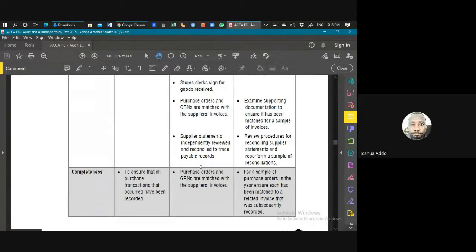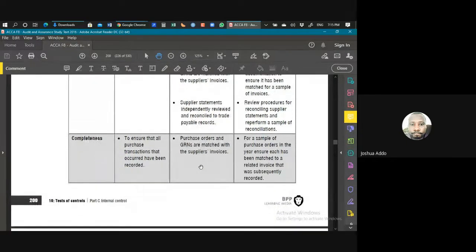The auditor has to check that this control exists and is working by reviewing procedures for reconciling supplier statements and reperforming a sample of reconciliations. The auditor can reperform supplier statement reconciliations, do some calculations in the trade payables account. Do they agree? If there are discrepancies, why, and how are they resolved? That's what the auditor will do to confirm that that control is happening.